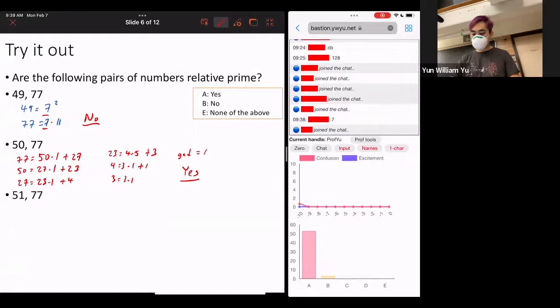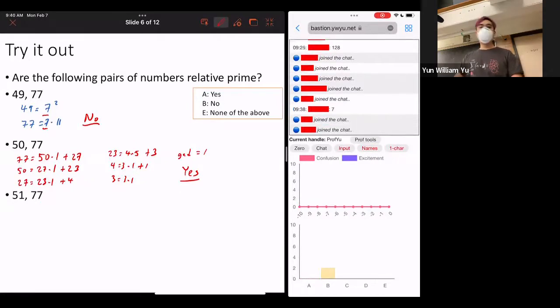Okay, let's try another one. Let me zero out the chat again. What about 51 and 77? Are these two numbers relatively prime? Okay, so a lot of people are answering no. If you answered no, can you give me a common divisor of the two? So remember, if they're not relatively prime, then some number other than 1 has to be a common divisor.